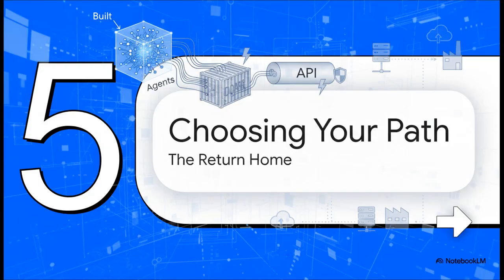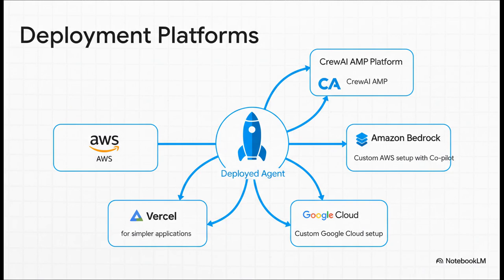All right, your agent is built, it's been containerized, it's been tested. Now for the final step, choosing its home in production. Let's take a look at the options. You've got several paths you can take. There are specialized services like the CrewAI AMP platform that offer a really streamlined experience. Or you can go with the cloud giants like AWS and Google Cloud for maximum flexibility and control. And for simpler apps, something like Vercel can be a great way to get up and running fast.